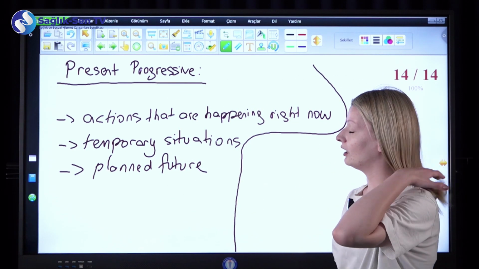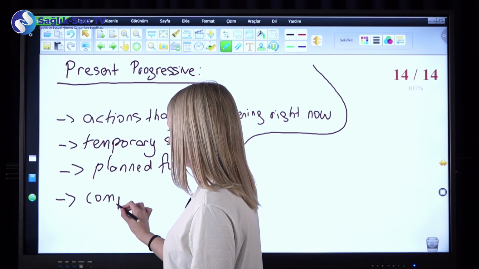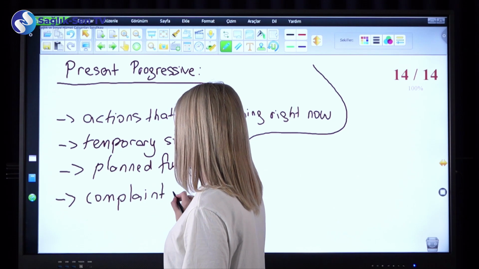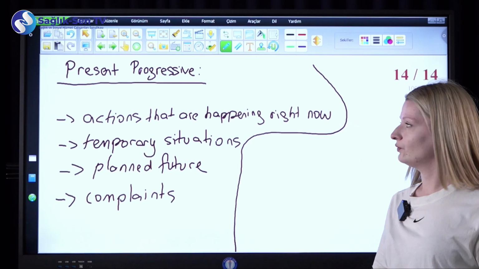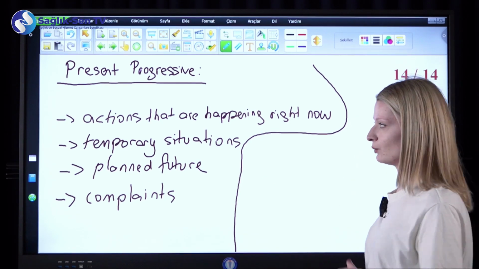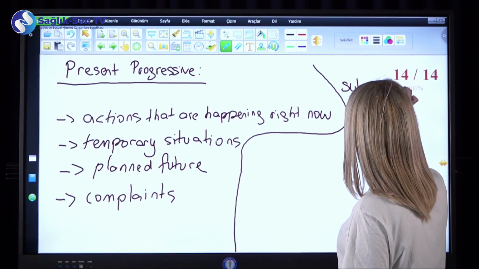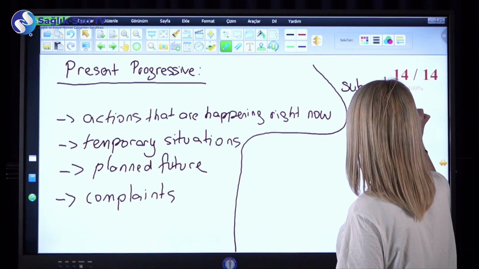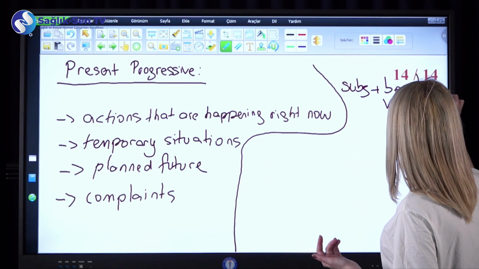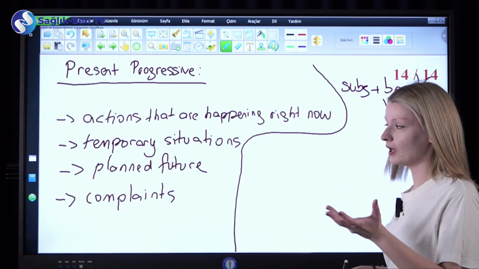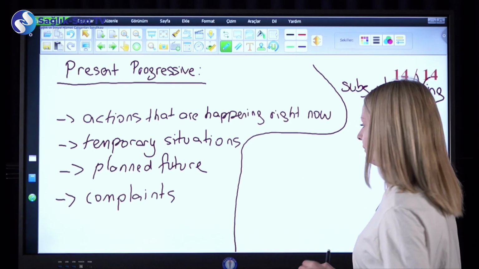This is, and also when we are making complaints. These are the four main areas we use present progressive. What is our grammar rule? After our subject, we use be verb 1 form, and we use verb-ing. We add ing at the end of our verb.